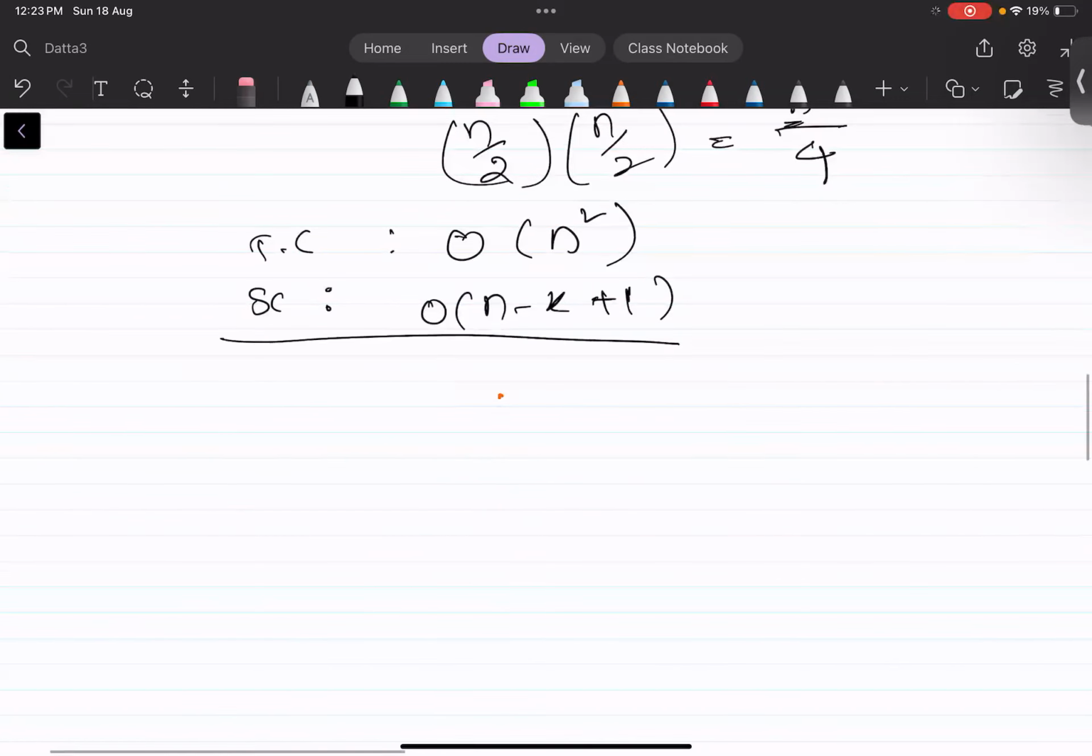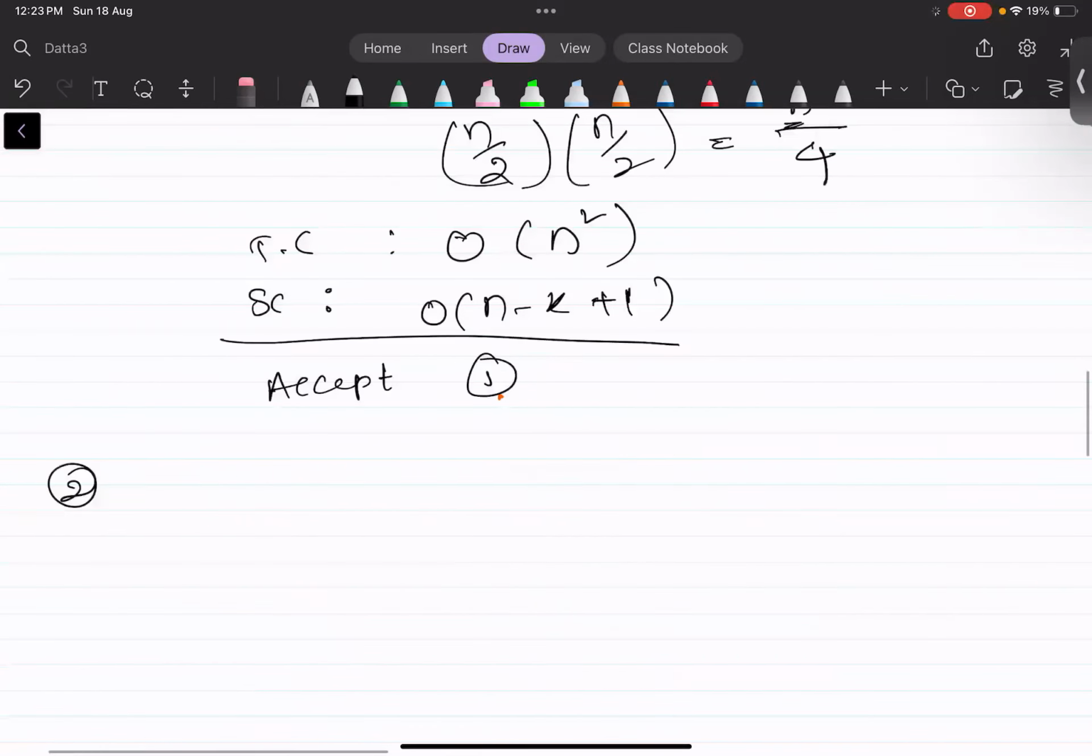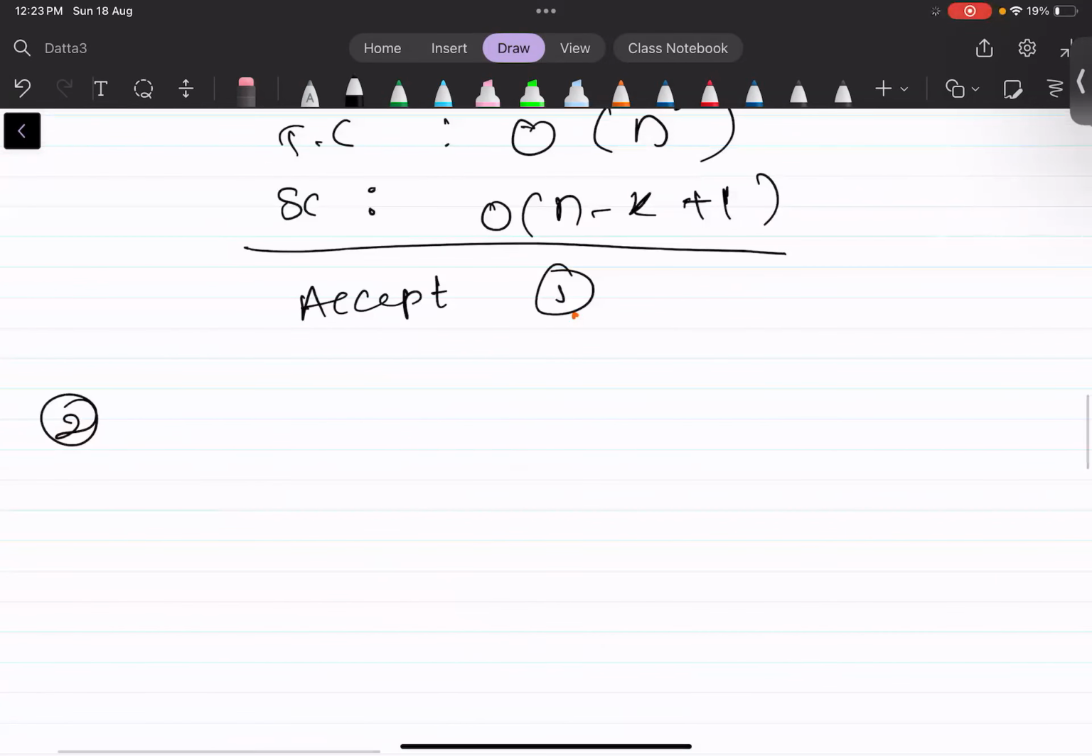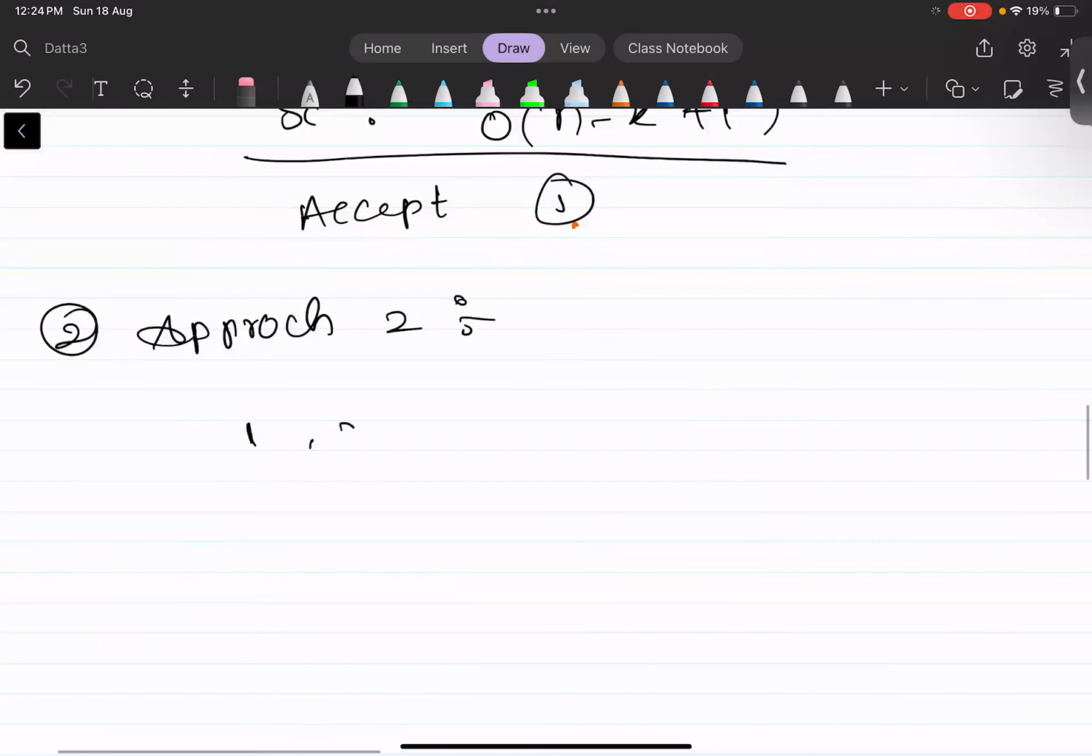Okay. This will get accepted for the first question. But for the second question, as the constraints are high, we need to optimize our code. So the second approach I'm going to discuss is, now, let's say 1, 2, 3, 4, 3, 2, 5.